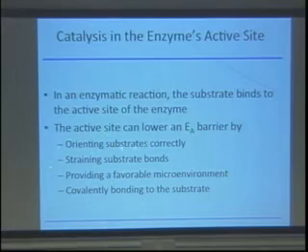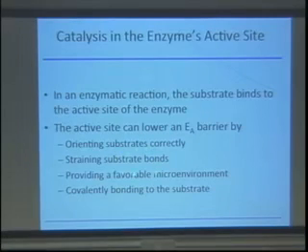One is orienting substrates correctly for reaction. Let's say we have a bimolecular reaction. Rather than two substrates having to diffuse together and only every now and then being aligned correctly for chemistry to occur, an enzyme binds these substrates such that they're oriented properly for chemistry. So that's one of the very important ways that enzymes speed up the rates of reactions: by orienting substrates in the active site.